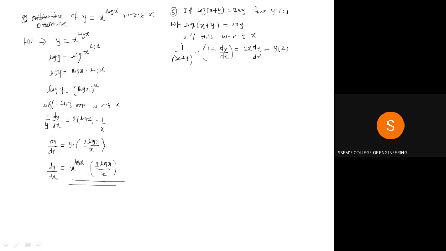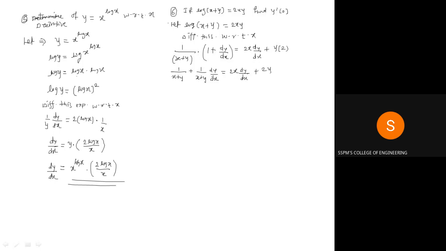Now collect the terms of dy by dx to the LHS and shift the remaining terms to the RHS. And what are the terms? 1 by x plus y, x is a scalar multiple, so multiply it to every term. So 1 upon x plus y into 1, that is 1 upon x plus y, plus 1 upon x plus y into dy by dx, is equal to 2x dy by dx plus 2y.